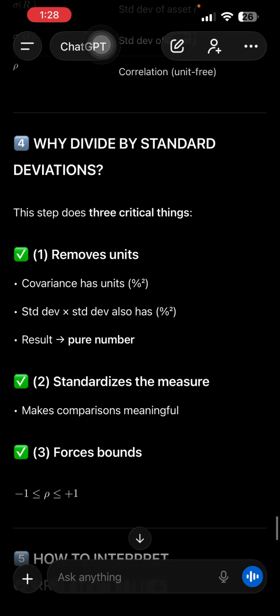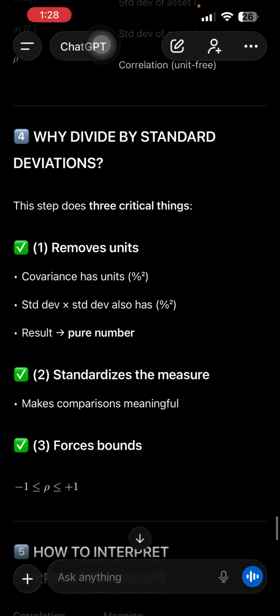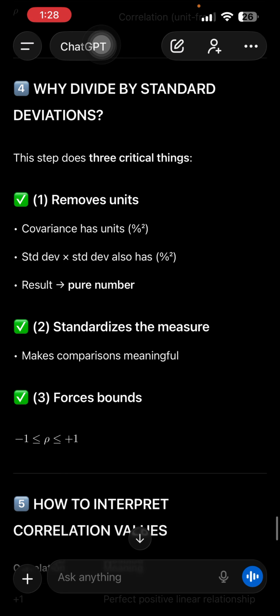Why do we divide it by standard deviation? It removes units and standardizes the measure and forces the bounds between -1 and +1. Not like covariance, where the number may go to any value, whatever number may come. Then how will we compare?